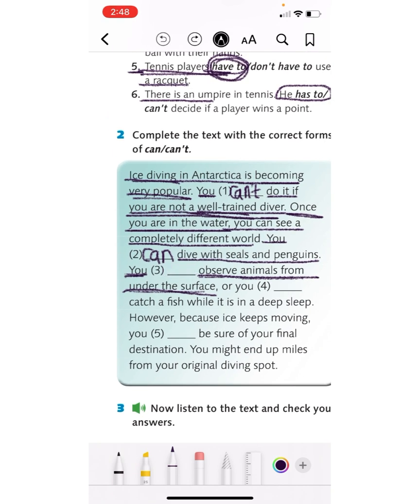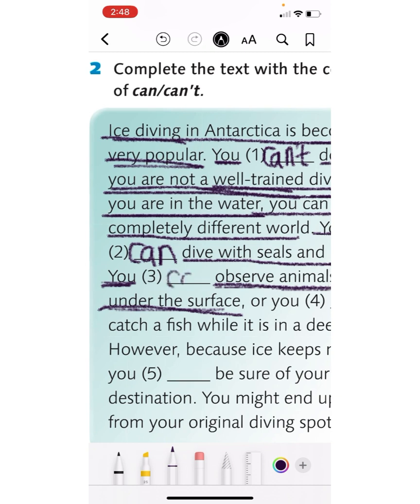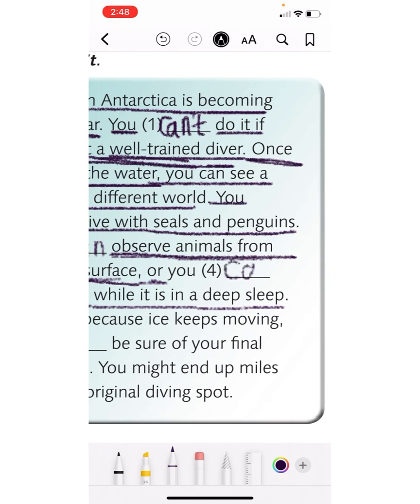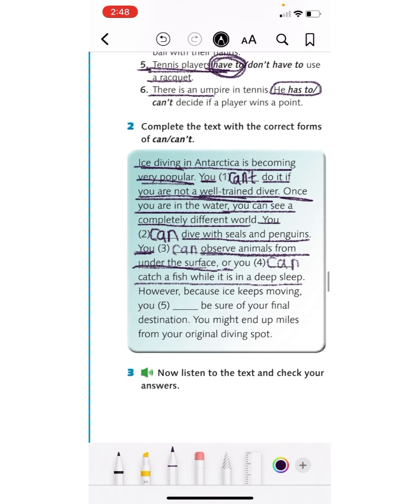طيب what about number 4. Number 4 or عنا or أو، إذا عنا or يعني التنتين رح يكون نفس الإشي. Or you catch a fish while it is in a deep sleep، أو يمكنك التقاط سمكة while it is in a deep sleep بينما هي بنوم عميق. Deep adjective deep عميق sleep نوم. So or you can catch يعني التقاط or you can catch a fish while it's in a deep sleep.